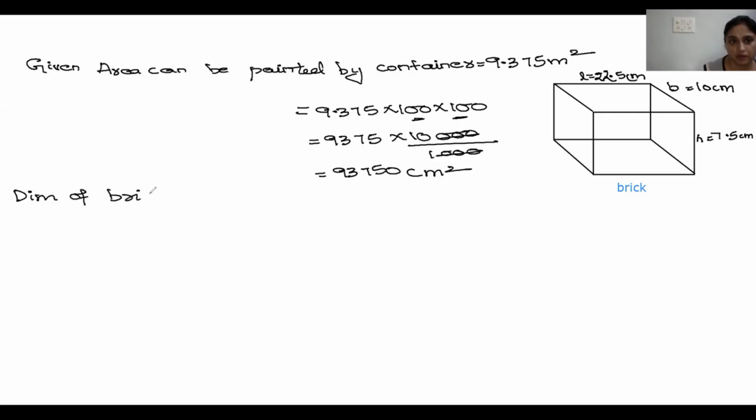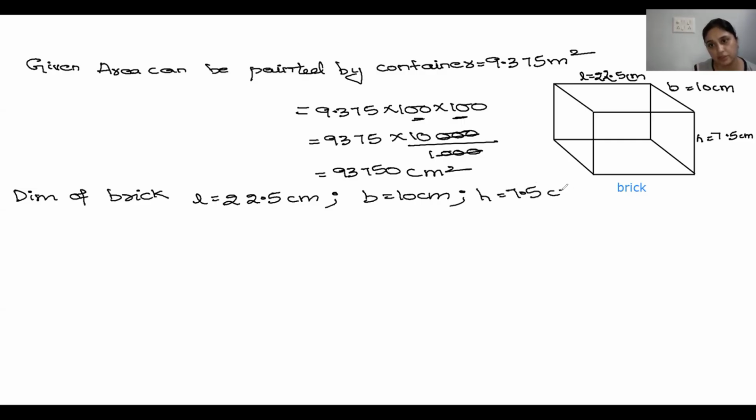Dimensions of brick हमें given है. Those are L is equal to 22.5 centimeter, breadth is equal to 10 centimeter, and height is equal to 7.5 centimeter. So what we are going to do? We are going to work out on the total surface area because we are going to paint the whole brick. हम पूरा का पूरा brick paint करने वाले हैं.